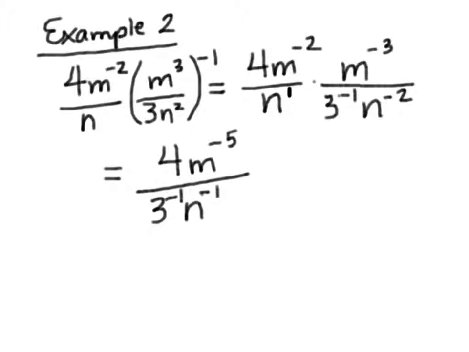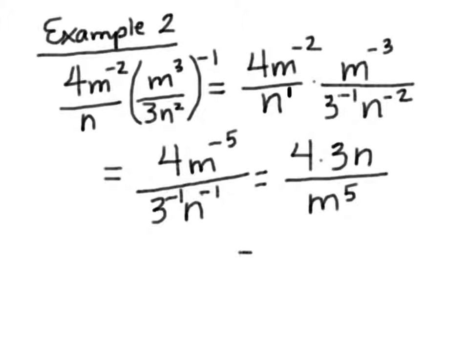So from what I can see, I need to relocate the 3, the m and the n. The 4 stays because it has a positive exponent. So I'm going to keep my 4, multiply it by 3 to the first, which is just 3, and an n, and I'm going to relocate the m down to the bottom. And one last step, multiply the 4 times the 3, and we can consider ourselves simplified.